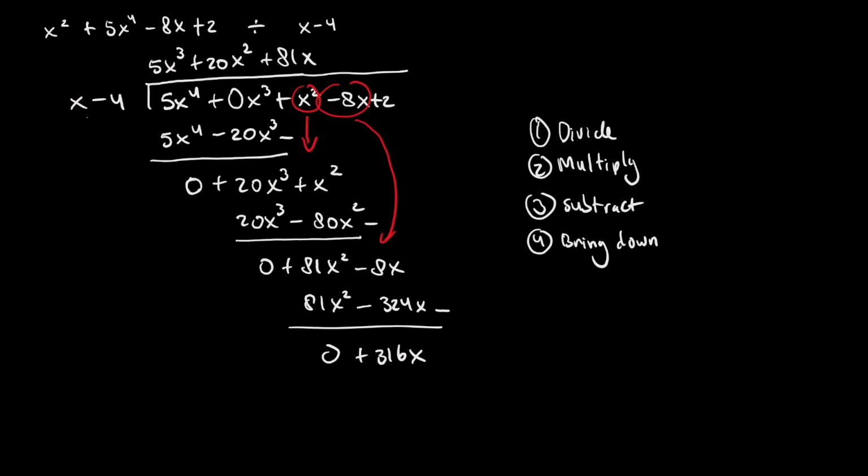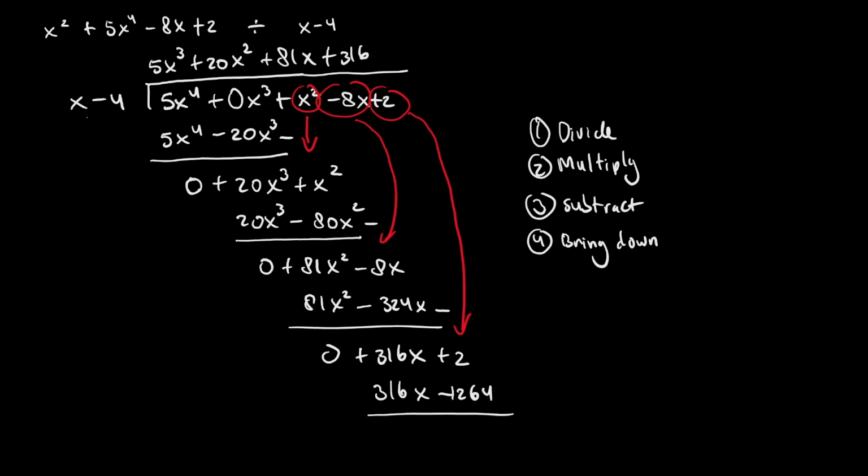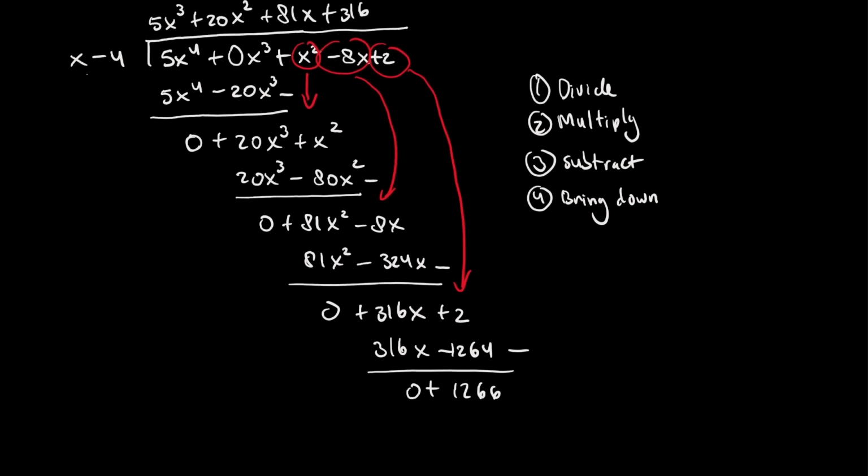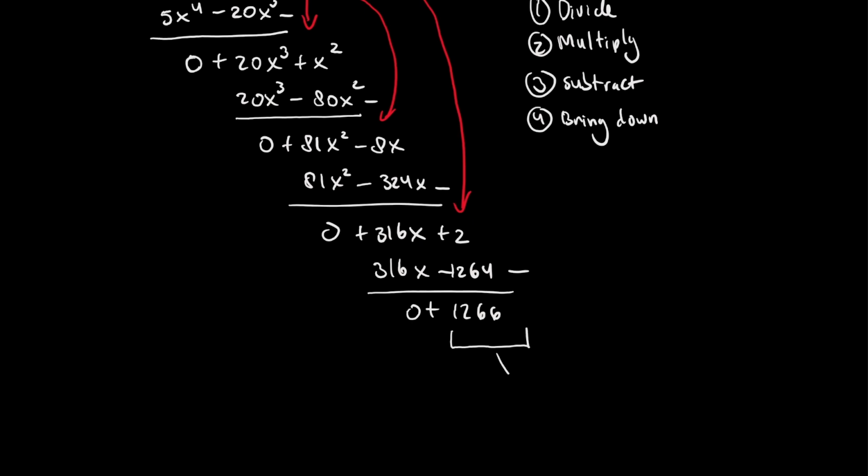And then we bring down the very last term. So we're nearly done. Bring it down here. So that is a positive 2. We do our division again. So if we do our 316x divided by x, that is going to be 316. This will give us 316x minus 1264. Double negative here means that our remainder is going to be 1266. So this is our remainder.